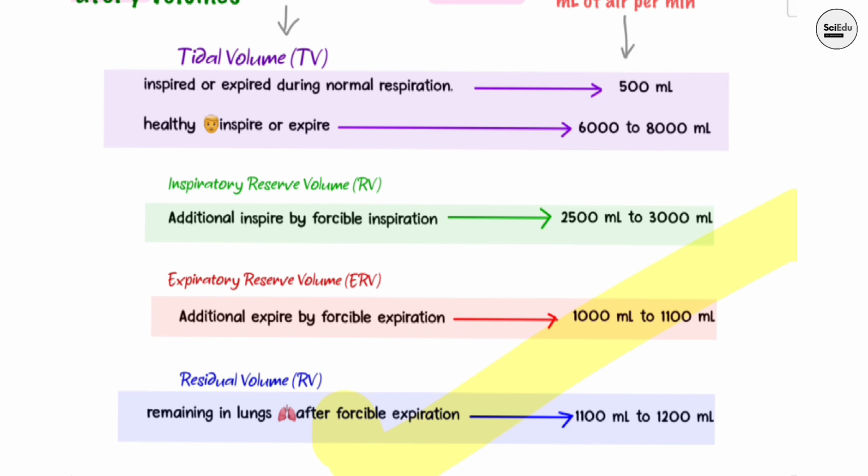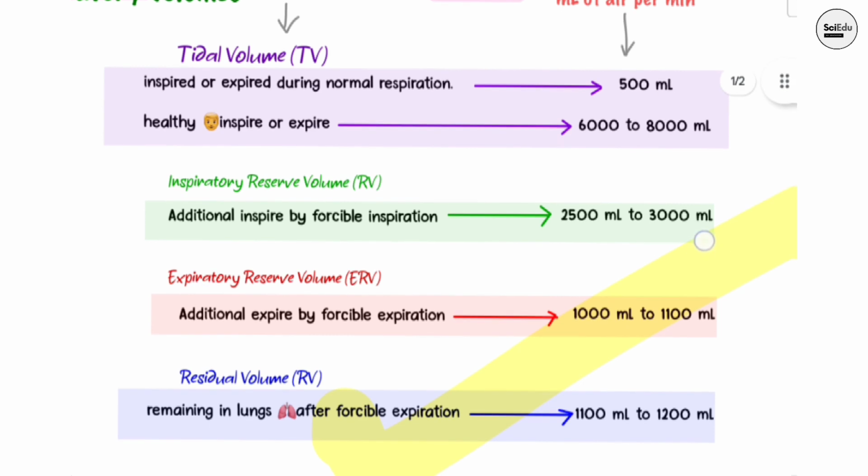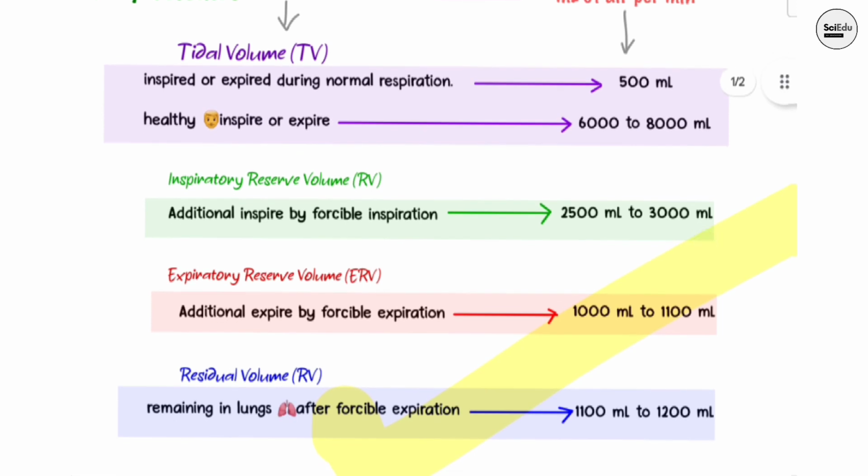Inspiratory reserve volume, IRV: additional volume of air a person can inspire by a forcible inspiration. This averages 2,500 milliliters to 3,000 milliliters. Expiratory reserve volume, ERV: additional volume of air a person can expire by a forcible expiration. This averages 1,000 milliliters to 1,100 milliliters.